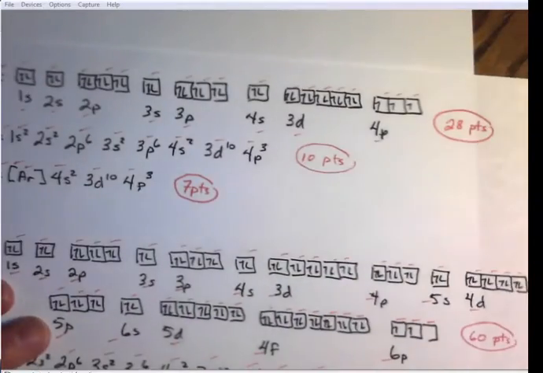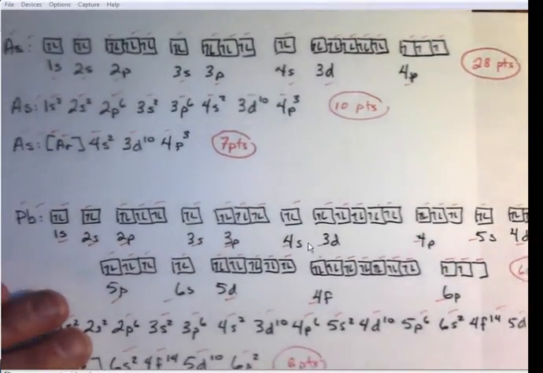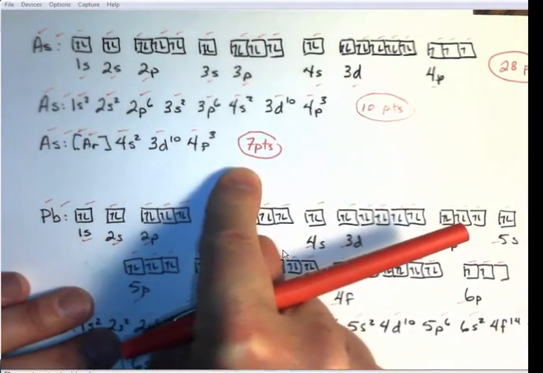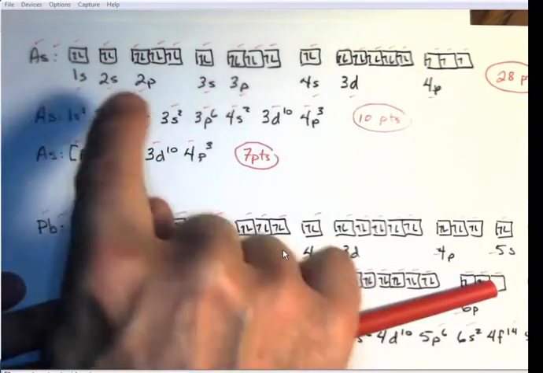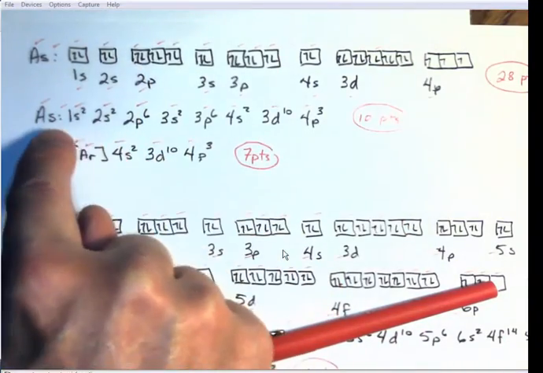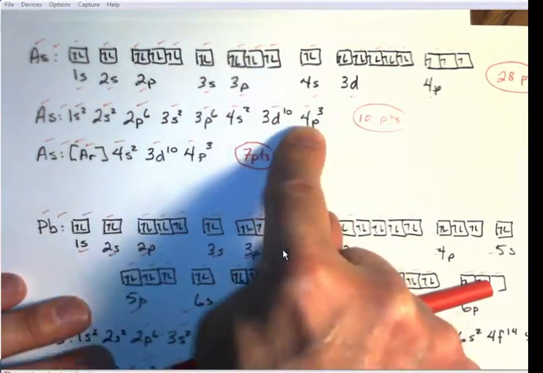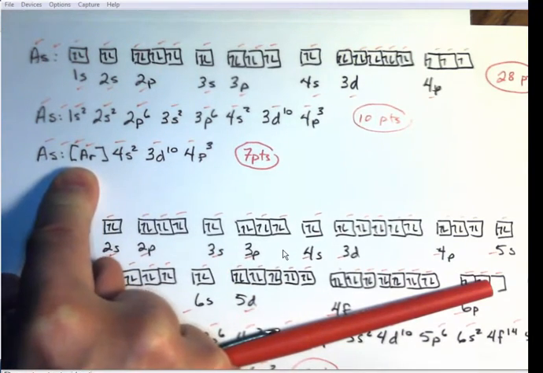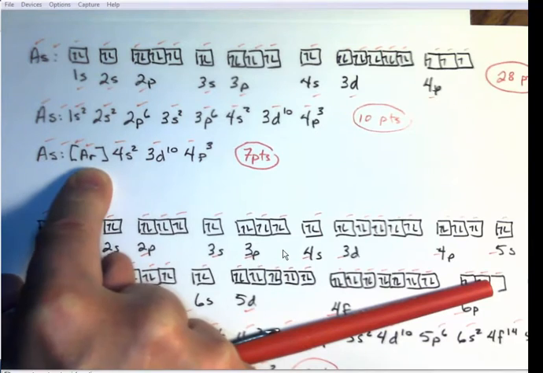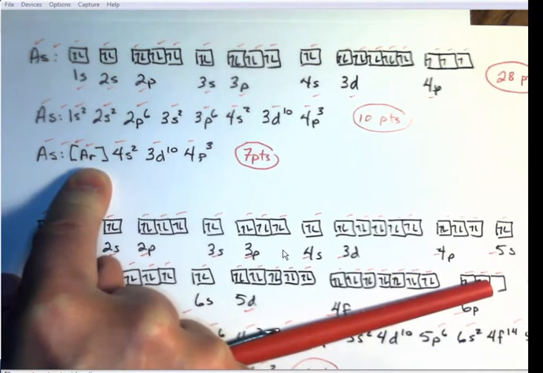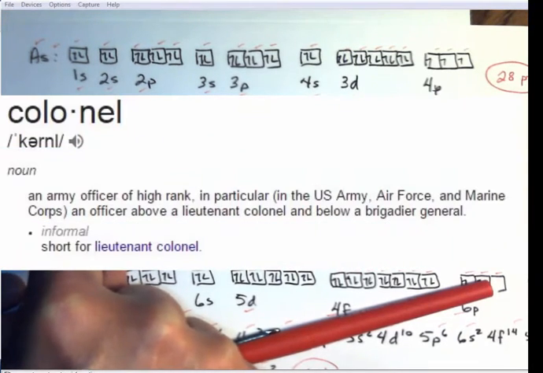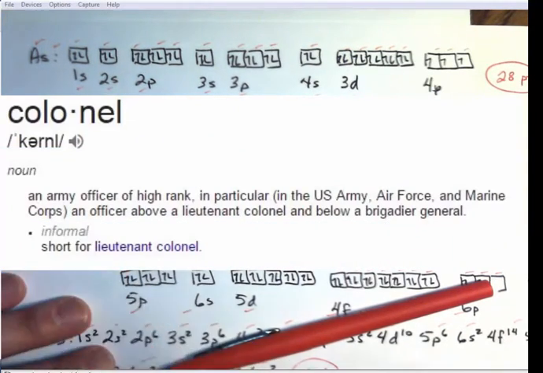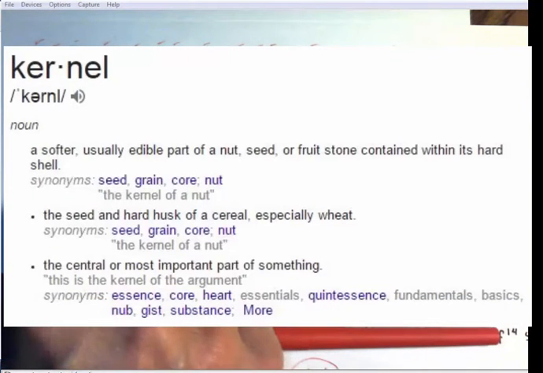Looking at this particular homework assignment, the reason we use this shorthand version, this is the complete orbital notation, this is the complete electron configuration, and this is the shorthand version, also called the kernel electron configuration, because the noble gas is the kernel, not C-O-L-O-N-E-L. We kind of mispronounce that in the United States. It's colonel, but we pronounce it kernel, K-E-R-N-E-L, like the kernel of a corn.